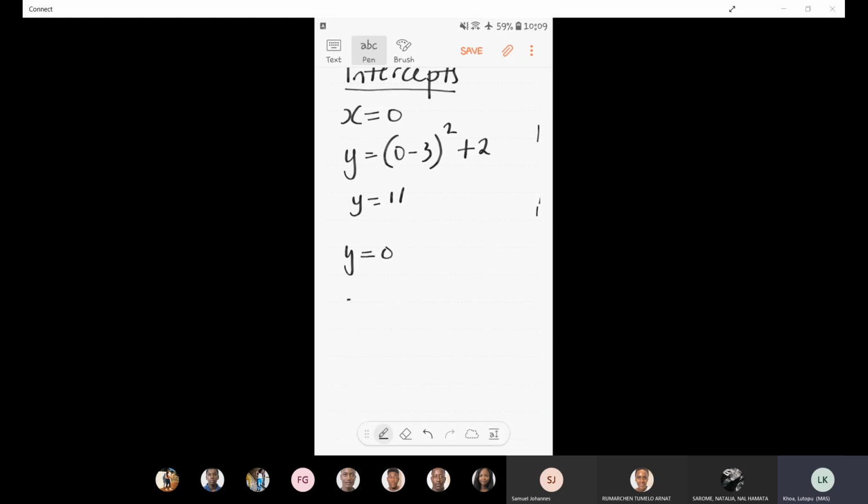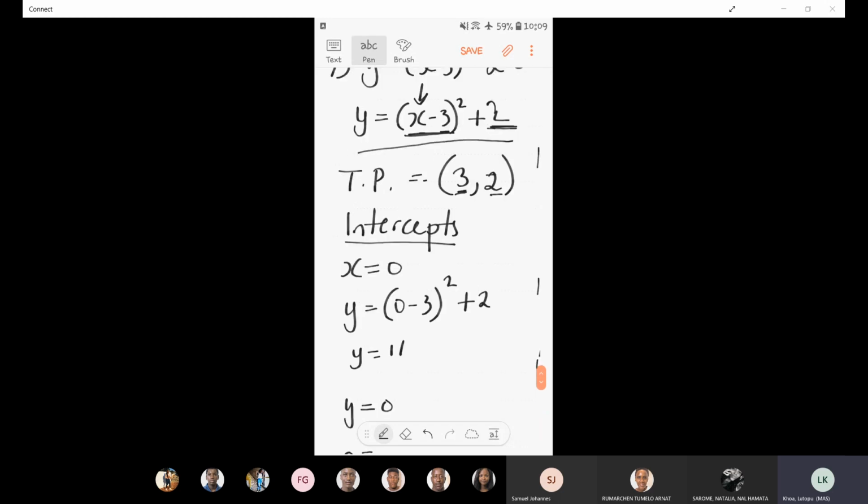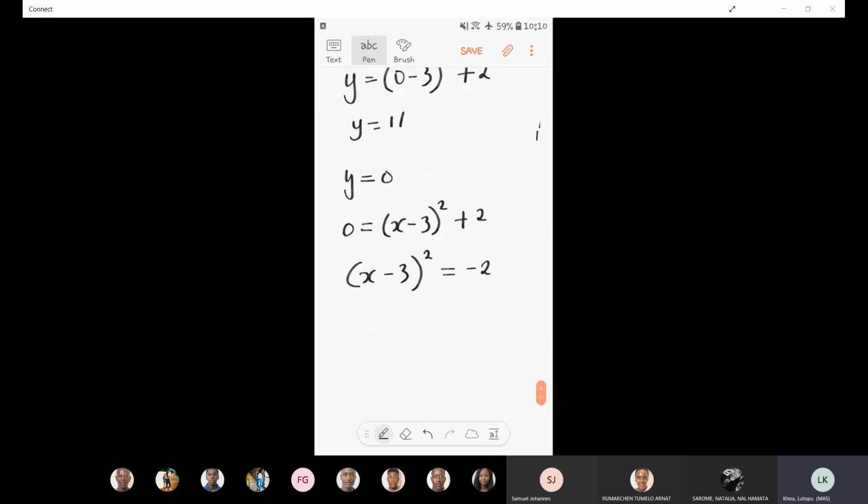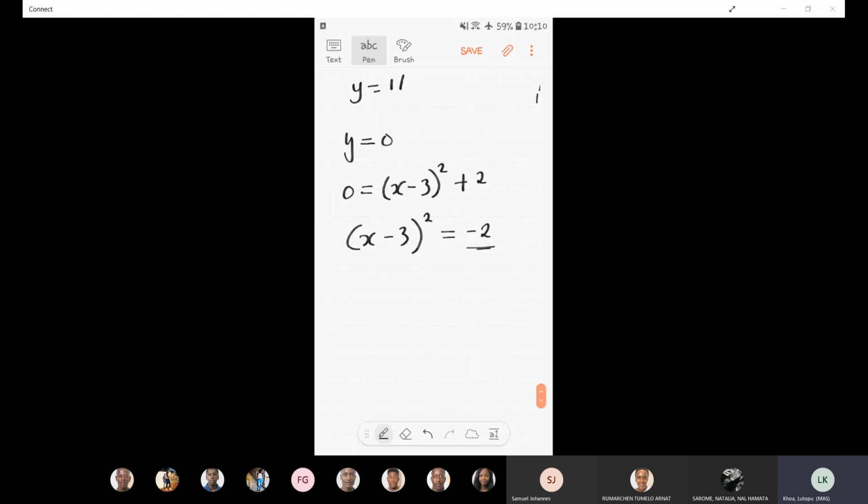Then I have 0 is equal to (x minus 3) squared plus 2. And then here you'll see something interesting. (x minus 3) squared is equal to minus 2. Now you're squaring something and the answer is negative. That is not possible. So this one here has no solution.